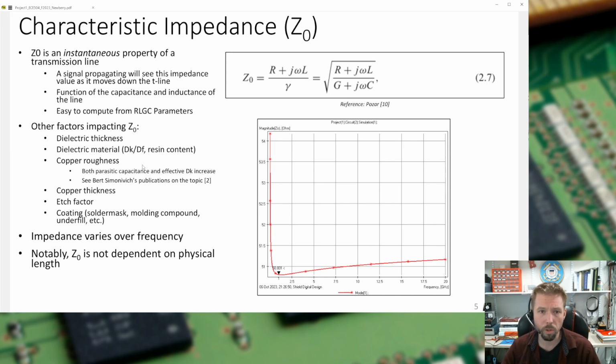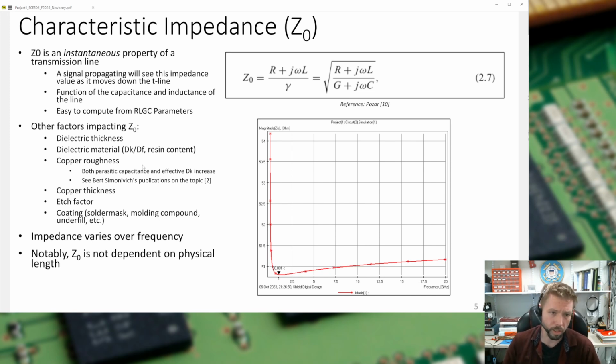So from Pozar's book there, it's essentially a square root of L over C, but if you take into account the resistance and the conductance, you get a little bit of a more accurate equation. There are some factors that impact characteristic impedance in terms of the physical design.